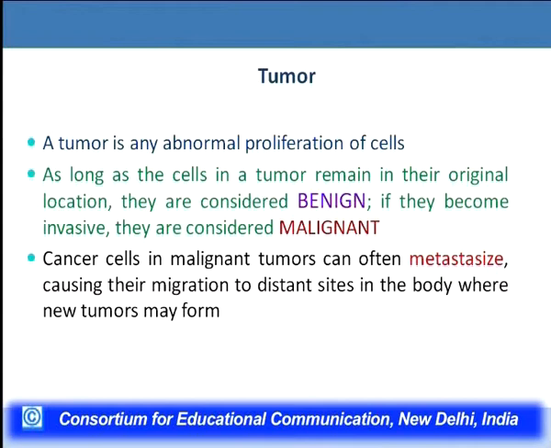Now a tumor is basically an abnormal collection of abnormal cells, and as long as the cells formed by division of the abnormal cells stay in a particular place, as long as they are not moving from their location to another location, then that particular tumor is termed benign. That means it is not harmful to that particular organism.